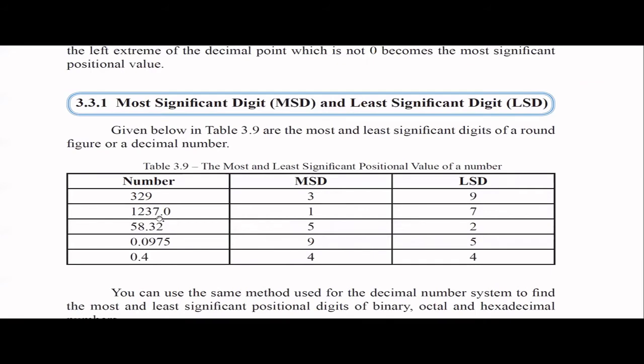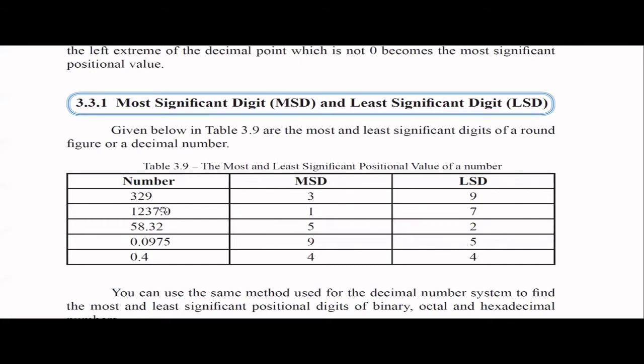Now this is a decimal number. If you forget this 0, is it a different number? No, it's the same number. That's why I told you that in decimals, putting a 0 after the decimal point, the number doesn't change. So here, the least significant digit will be the rightmost value which is not a 0.